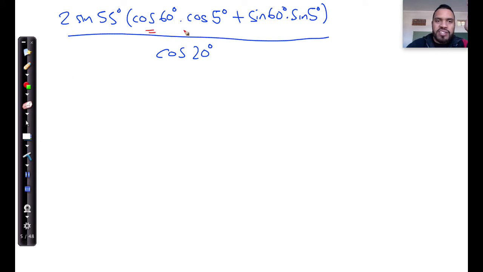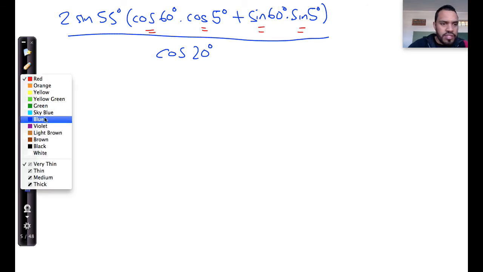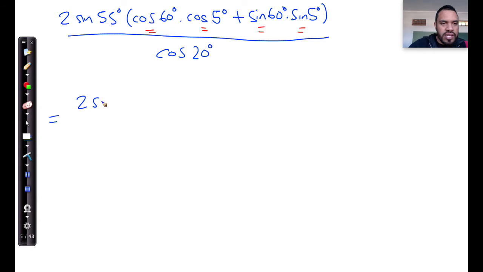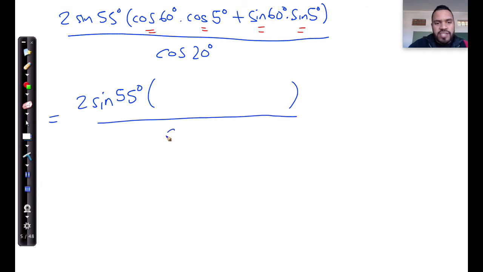The moment I see cos and sine together, I know that's an identity for cos, and it's a compound angle identity for cos. So I'm going to write down exactly what I have over here, and it is equal to 2 sine of 55 degrees multiplied by this thing, which we're going to simplify into an identity now, all divided by cos of 20 degrees.